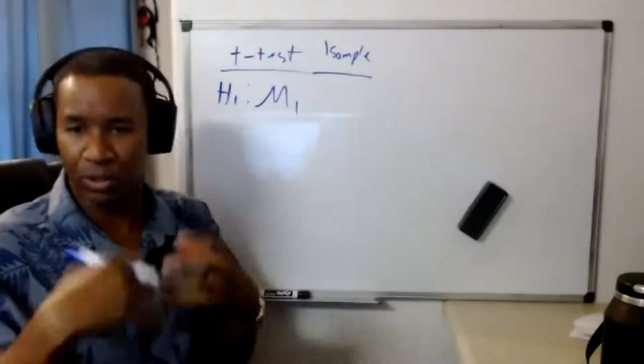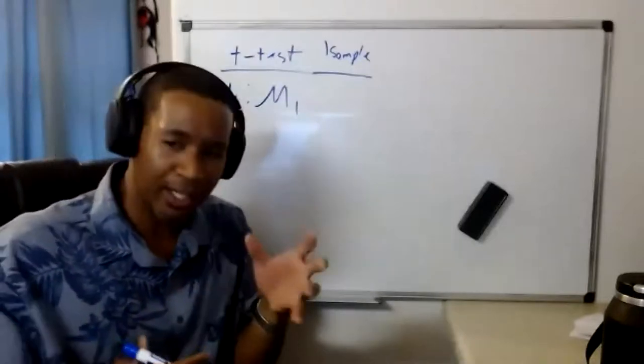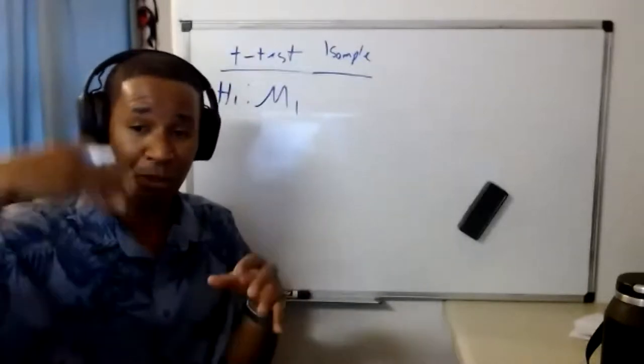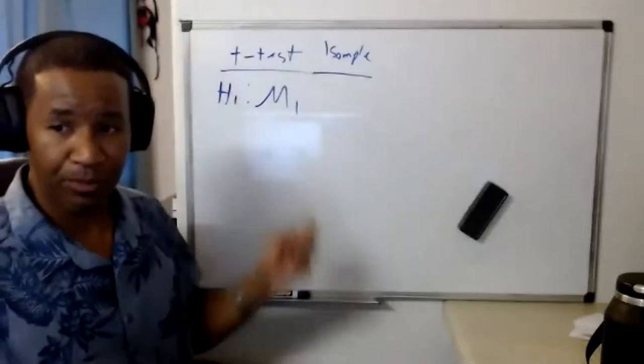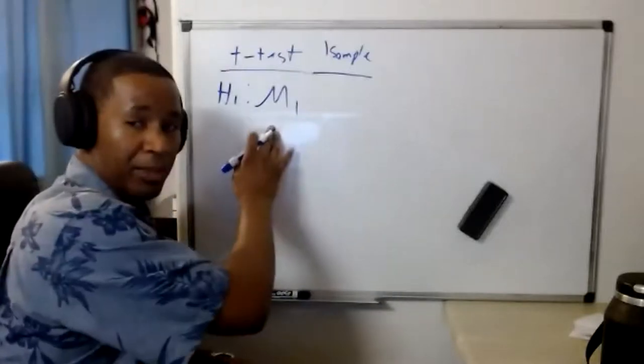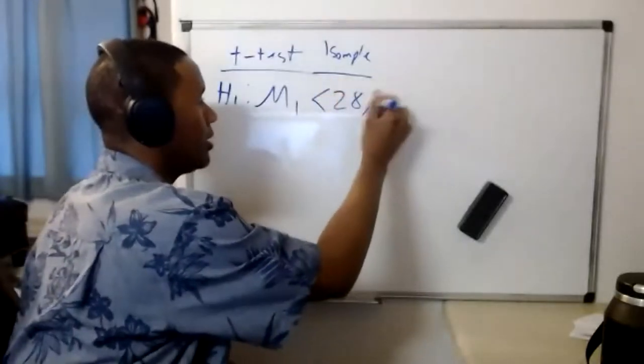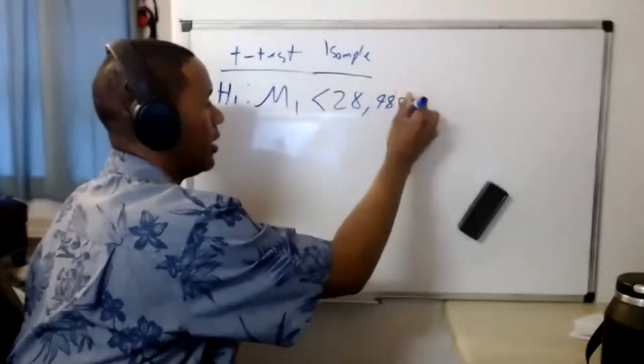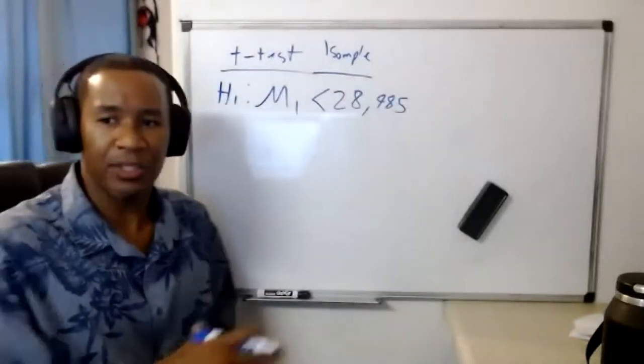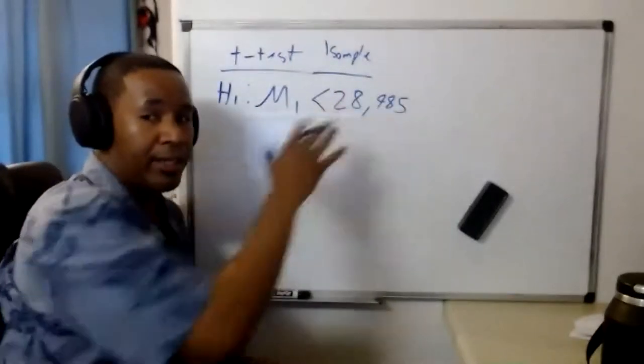Again, we're doing inferential statistic techniques. We're not concerned about the sample. We're using the sample to infer about the population. So we use mu. And we said that the mean wage of African Americans in the population was less than the mean wages of all Americans, which we said was 28,985. So that was the value that we're comparing it to.